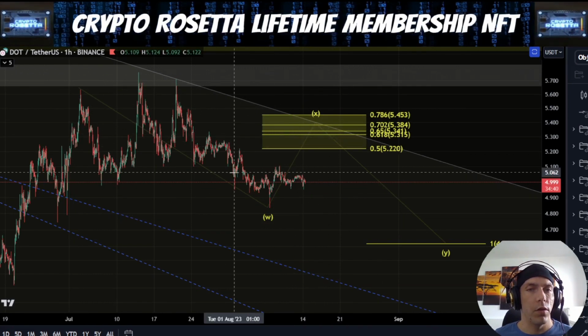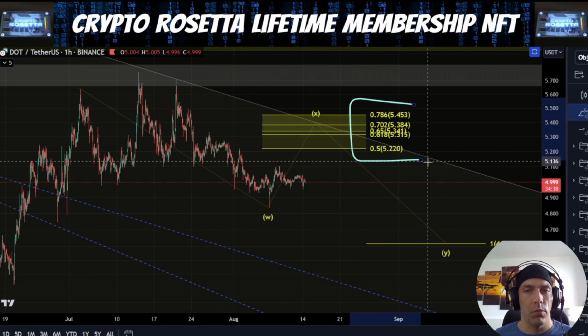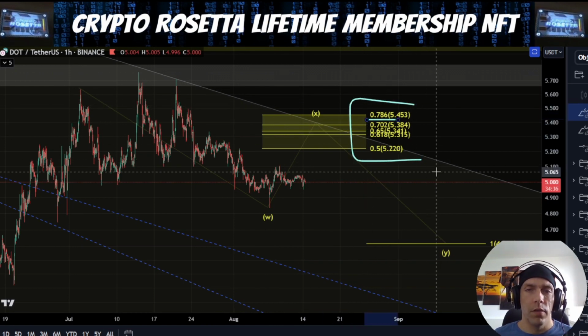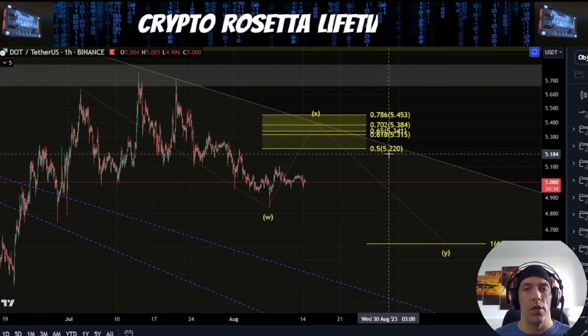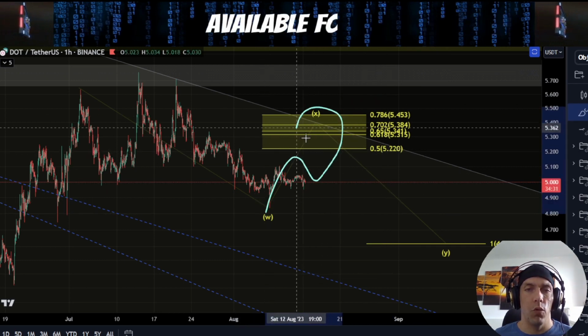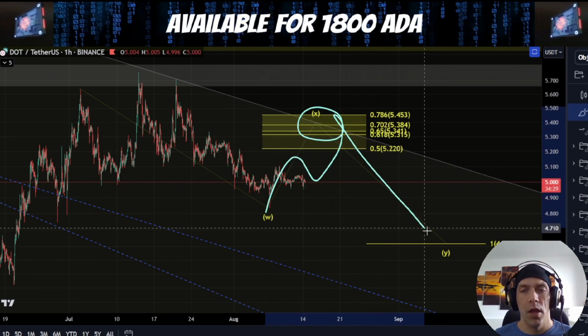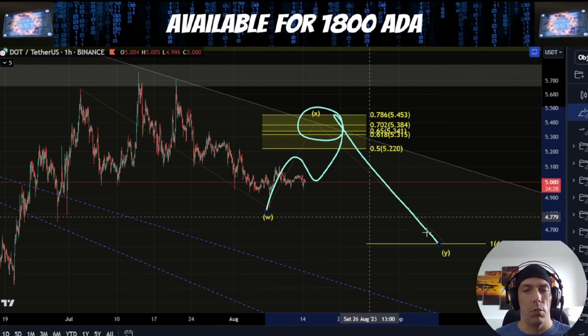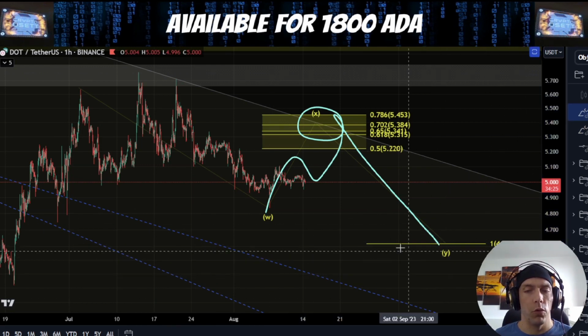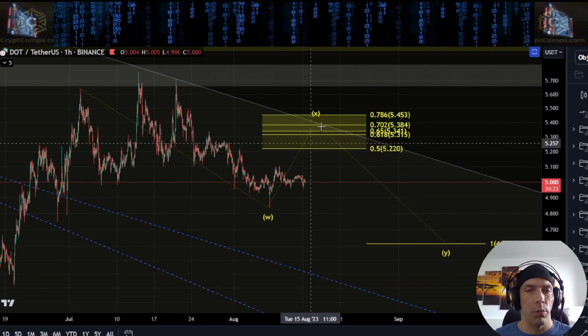The key thing within this is I would typically expect rejection here between this 786 and this 50%. So if we do see just a 3-wave move up here and we fail to break above this zone, then we could be looking for this possibility where we could still see a move down towards this 461 level, where this is just a bigger corrective move.